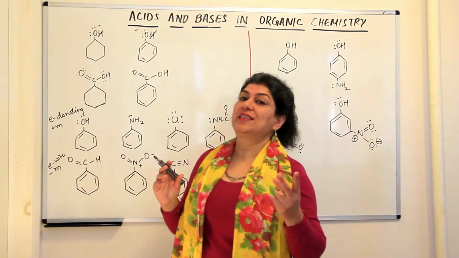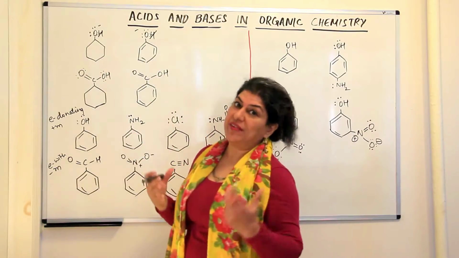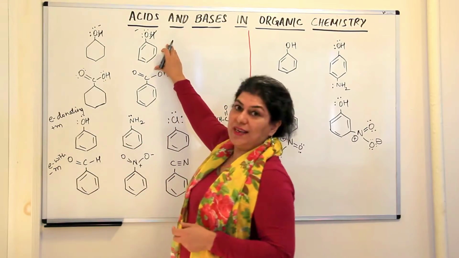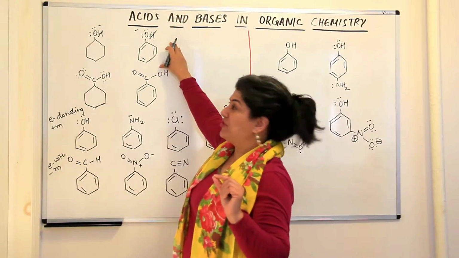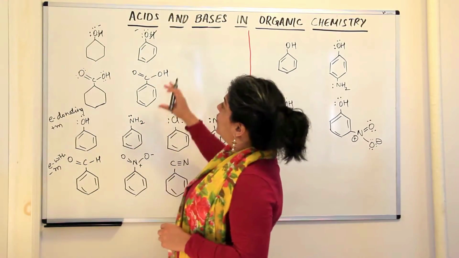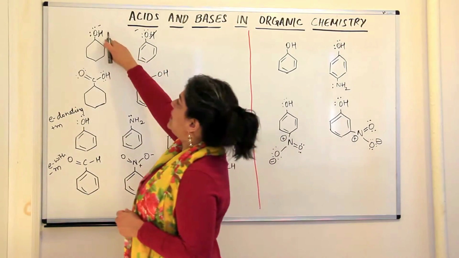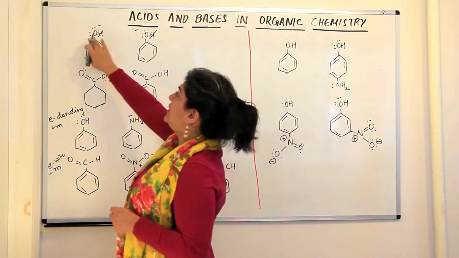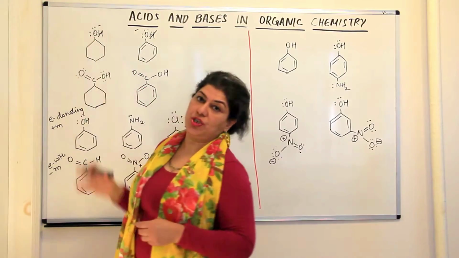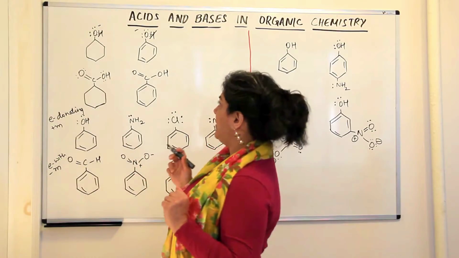And the third is resonance. The difference that you see here is of resonance. The molecule on the right, that is phenol, has resonance, while cyclohexanol does not have resonance. So how does that affect the acidic strength? If this hydrogen is removed, the negative charge is borne by oxygen here. So cyclohexanol would have some acidic character.